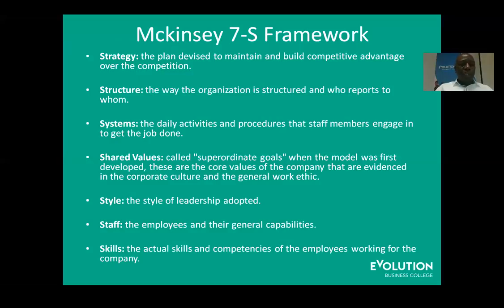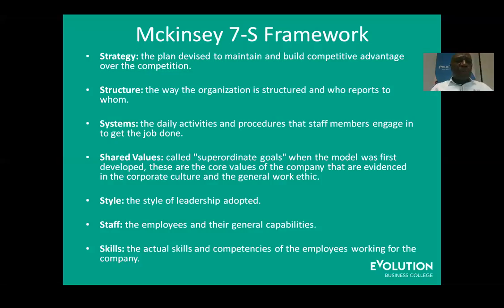And structure: the way the organization is structured and who reports to whom, so the organizational chart. Systems: the daily activities and procedures that staff members engage in to get the job done. What are the daily activities that they do to get the job done? And you're going to look at shared values. What are the shared values in an organization? Shared values are also called subordinate goals.